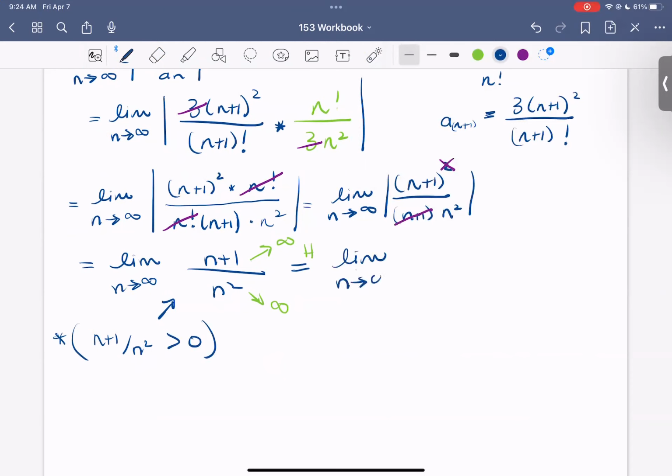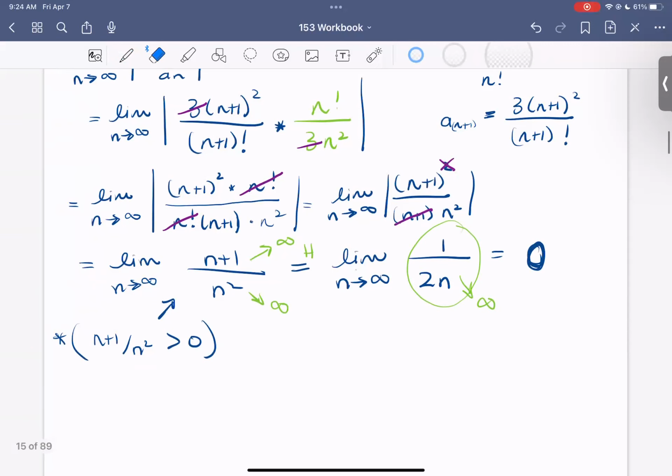We just compute now. That's equivalent to the limit as n goes to infinity of the derivative of n plus 1, which is just 1, over the derivative of n squared, which is 2n. So we see as n goes to infinity, that denominator blows up, which means that entire fraction goes to 0. So this is our R value.